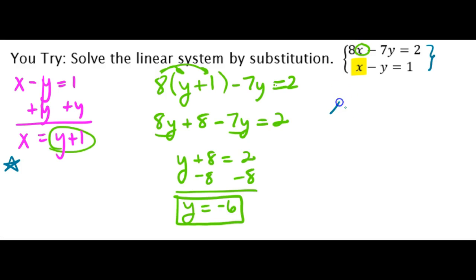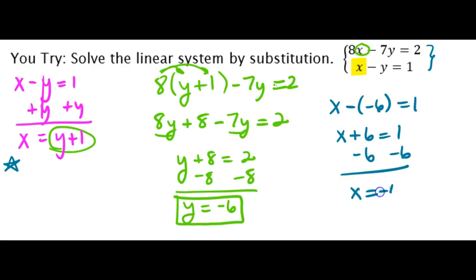So I'm going to say x minus y, which is negative 6, equals 1. Negative 6 actually turns into positive 6. And then to solve, I would subtract 6 from both sides. So I would end up with x equals negative 5. So my final answer would be the ordered pair, negative 5, negative 6.